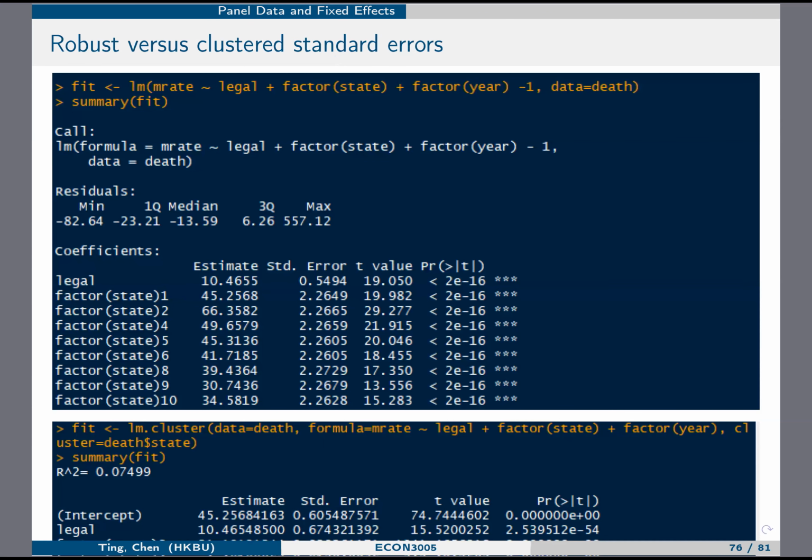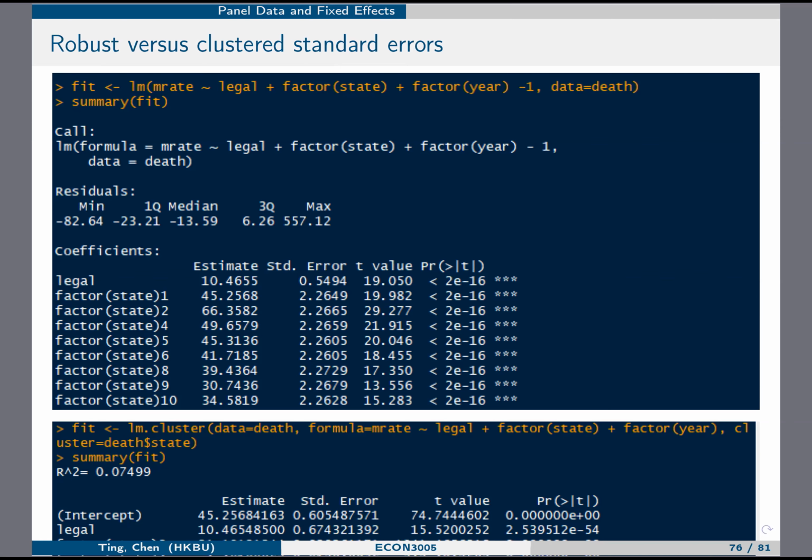So whenever we talk about this two-way fixed effect model, we can also do the cluster. We use the lm.cluster function instead of the lm function to estimate the regression. This function allows us to add one argument, that is the cluster.